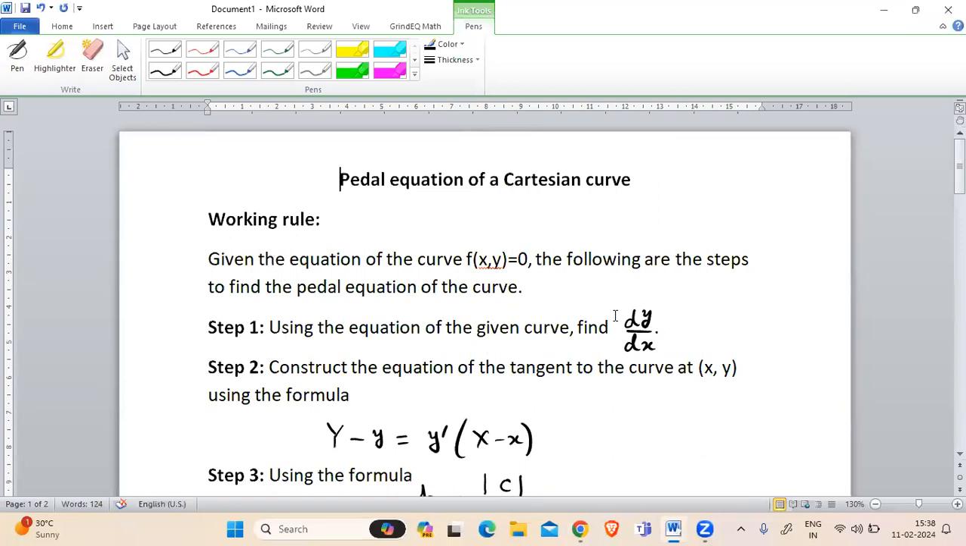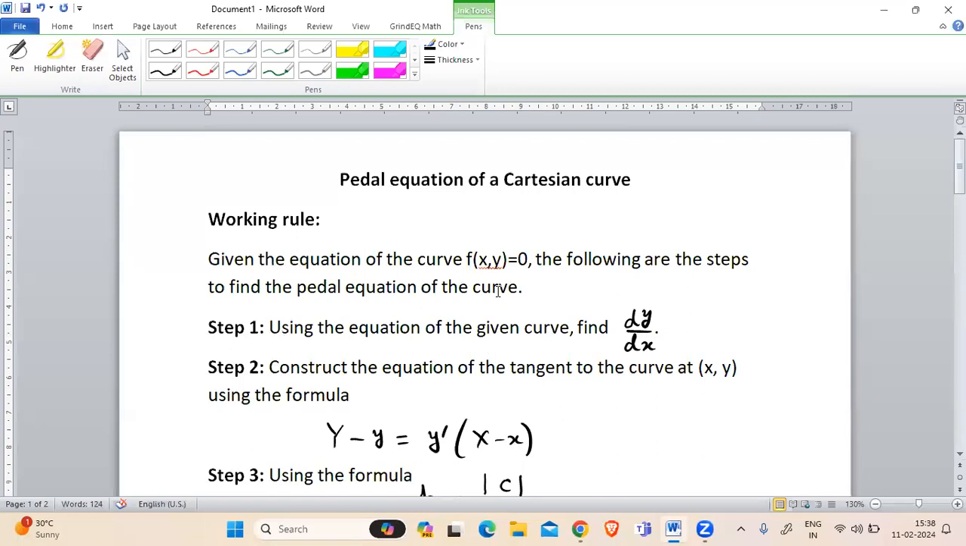Dear students, today we're going to discuss the concept of constructing the pedal equation of a Cartesian curve. So as you can see, this is going to be the working rule. The equation of the given curve will be of the form f(x, y) = 0. That means the equation is given in Cartesian form, and if such an equation is given, the following are the steps to find the pedal equation of a curve.